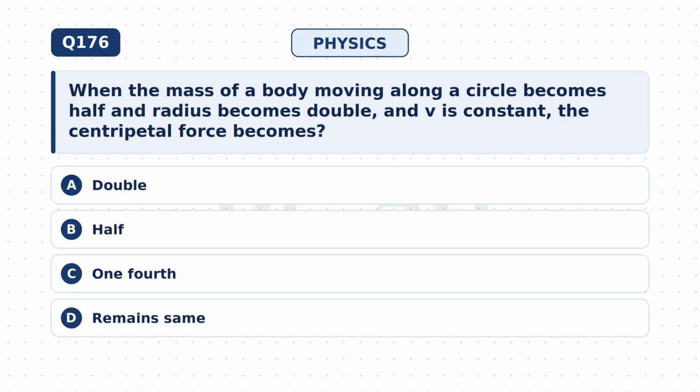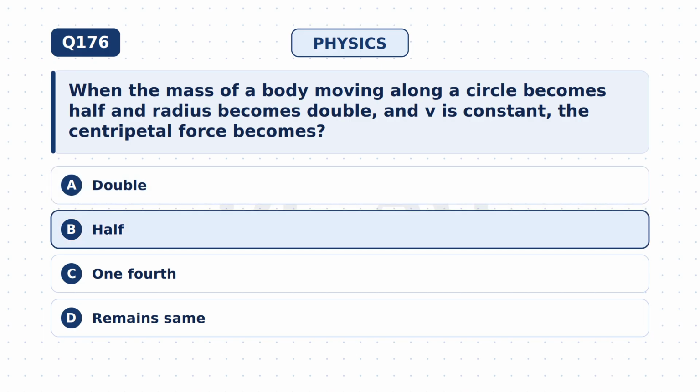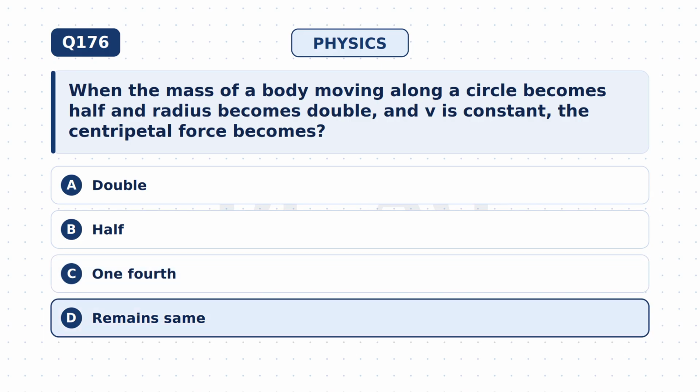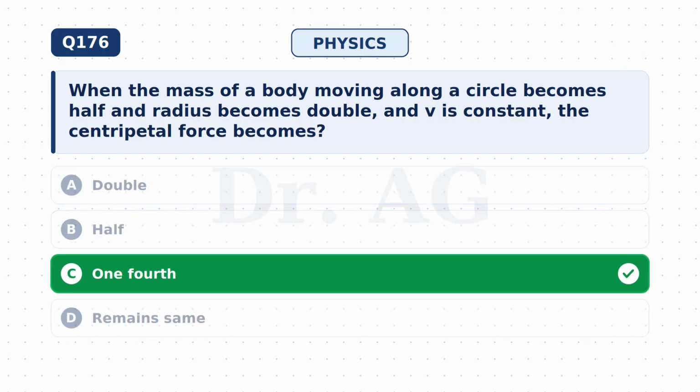Question 176. When the mass of a body moving along a circle becomes half and radius becomes double, and V is constant, the centripetal force becomes Option A, double. Option B, half. Option C, 1/4. Option D, remains same. The correct answer is C, 1/4.